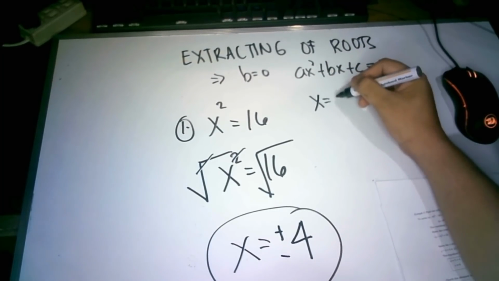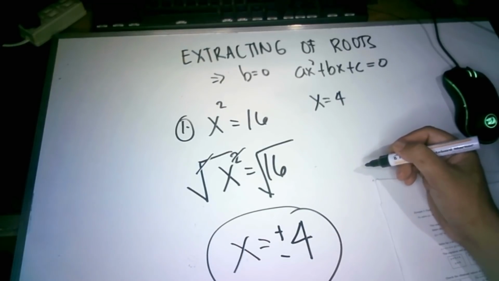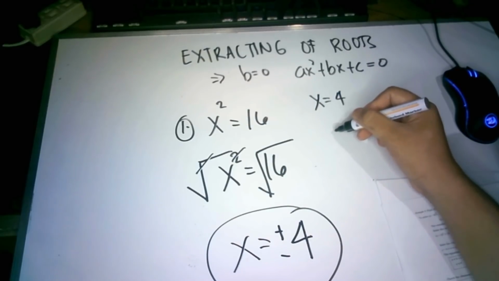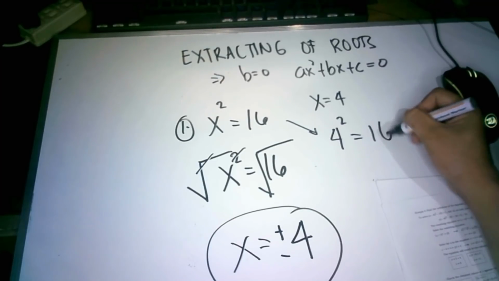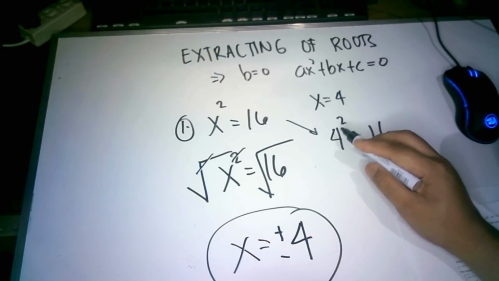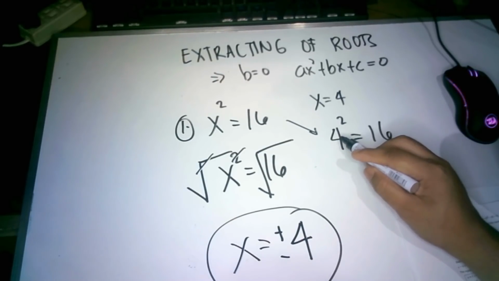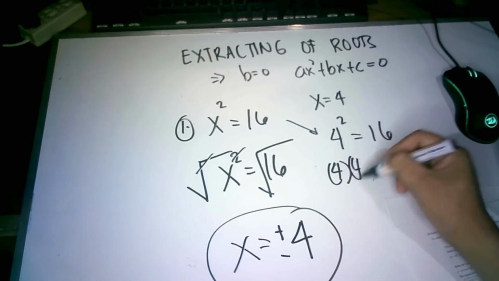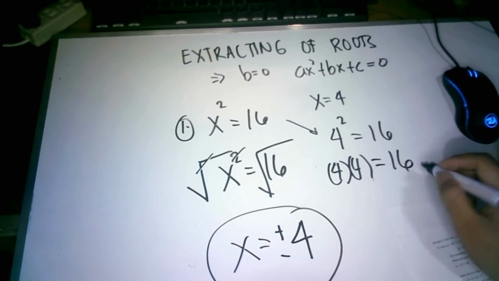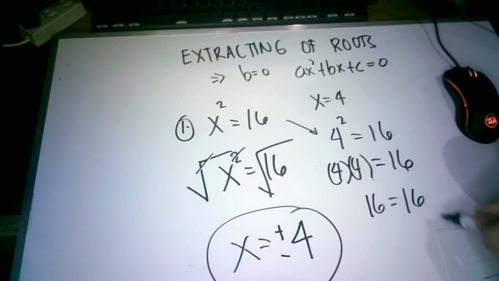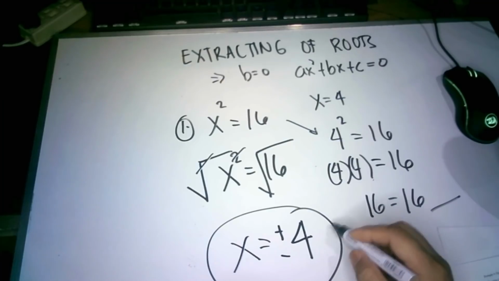Halimbawa, x equals to positive 4. When we are going to substitute positive 4 on this equation, magiging 4 squared equals 16. Alam naman natin na ang 4 squared means you multiply 4 to itself dalawang beses. So, magiging 4 times 4. Ano yung 4 times 4? Di ba? 4 times 4 is 16. So, therefore, equals to 16. So, tama yung sagot natin na positive 4.